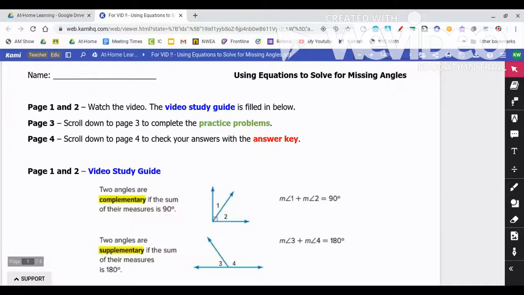Today I'm going to go over how to use equations to solve for missing angles. Please follow along as I go over pages 1 and 2, try the practice problems on page 3, and check your answers on page 4.